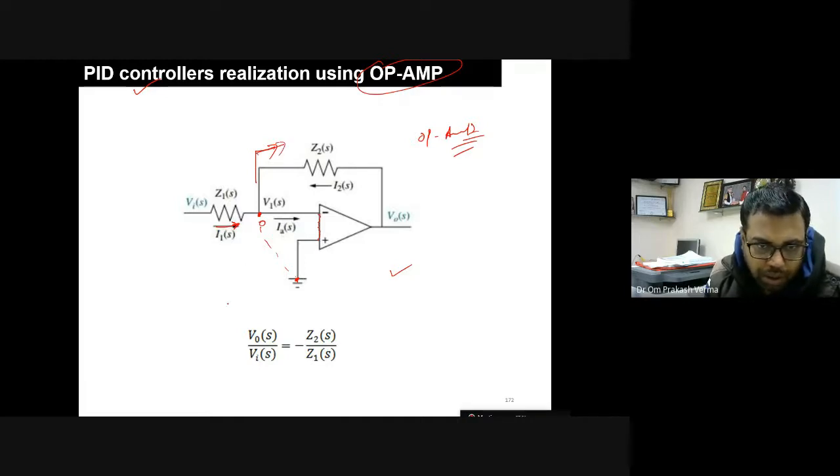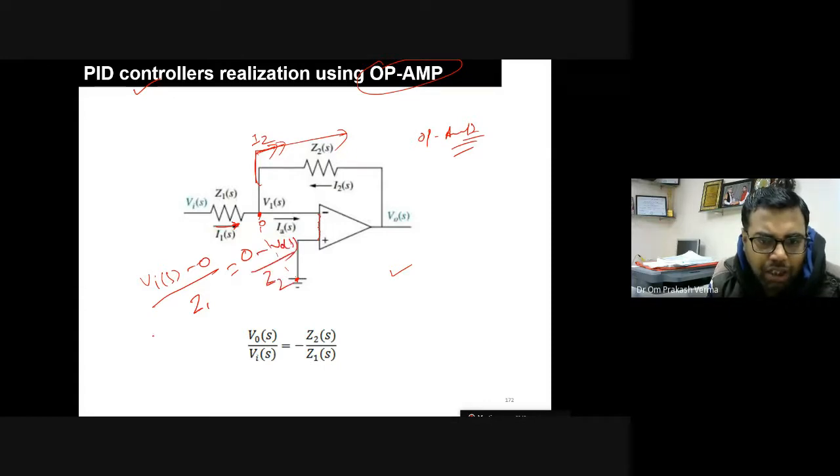So क्या हुआ? So आप इसको ऐसे भी कर सकते हो और minus I2S भी कर सकते हो. Both are the same thing. So if you write the equation, I1 equals to VIS minus 0 divided by Z1. This is the I1, and I am writing I2. I2 is equals to, ऐसे तो 0 minus V naught S divided by Z2.